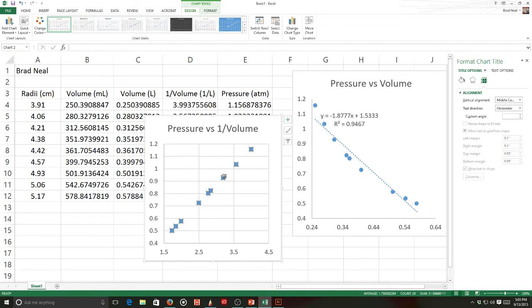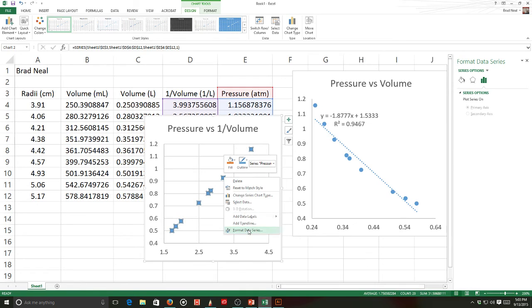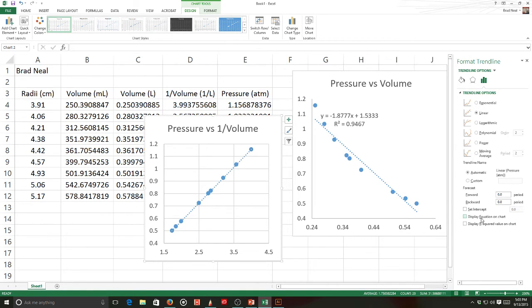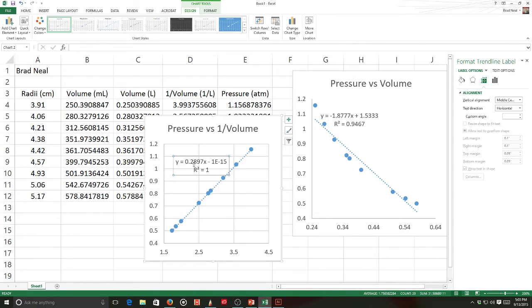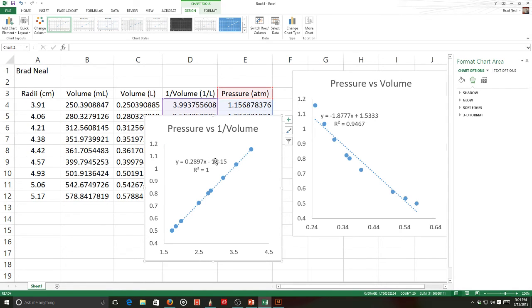Let's add in our trend line. So we can right click, add trend line, that's what we want. Display equation on chart, display r-squared value, and when we do that, look at that. That is fantastic. Now we have an r-squared of 1 plus we have the relationship that's actually correct. We have pressure being related to the inverse of volume. So that's really nice. Now, I personally just like to get rid of lines because for me, they kind of look like you can do what you like.